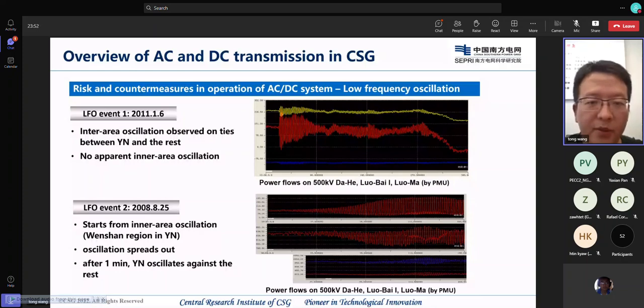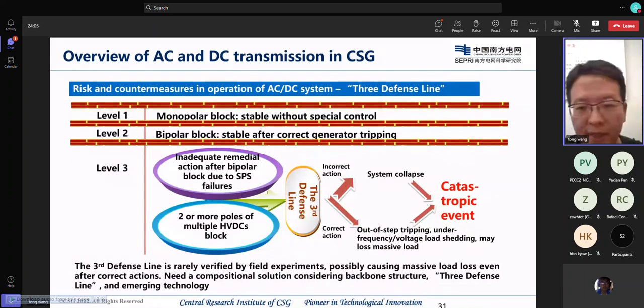So if we want to deal with these problems, we design some countermeasures. We call this three defense lines. And the first one is the monopolar block. It needs to be stable without special controls. It is our planning restriction. If we do this single monopolar block, we need our system stable without any special control. This is our standard that we need to follow for our planning.